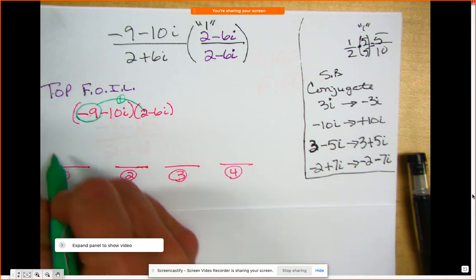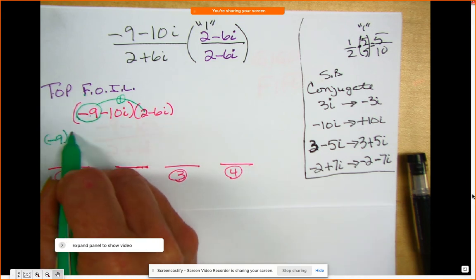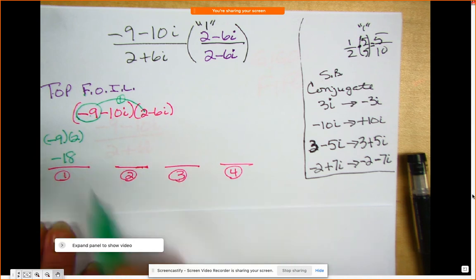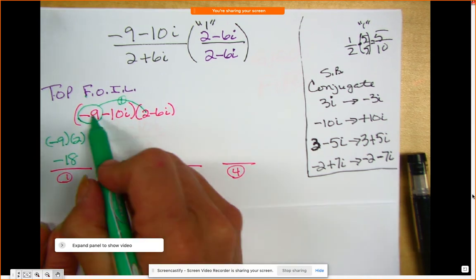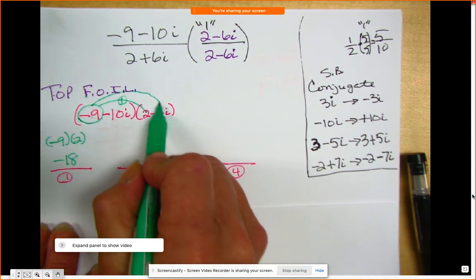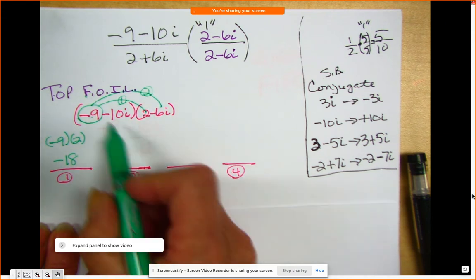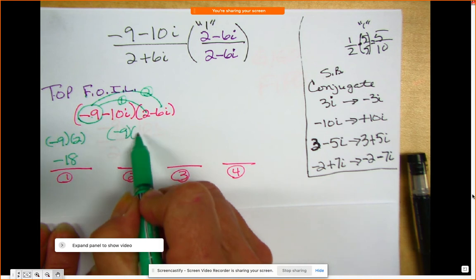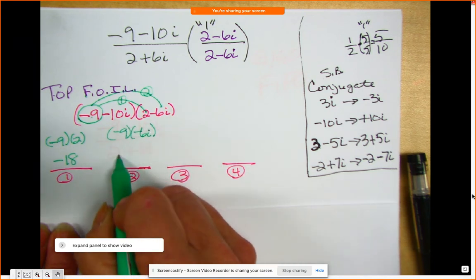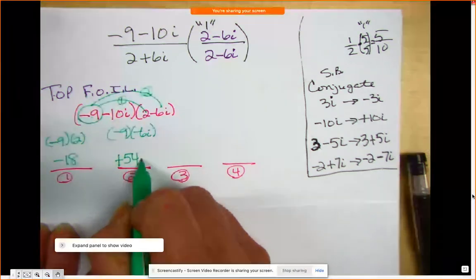The first goes to the first. That's what the F stands for. So negative 9 times 2, negative 18. Now I've got to take that negative 9 and it's got to hit the outer. That's what that stands for. So this will be under here. Negative 9 times negative 6i. Some of you guys try and add here. Don't do that. Negative times a negative is a positive 54i.